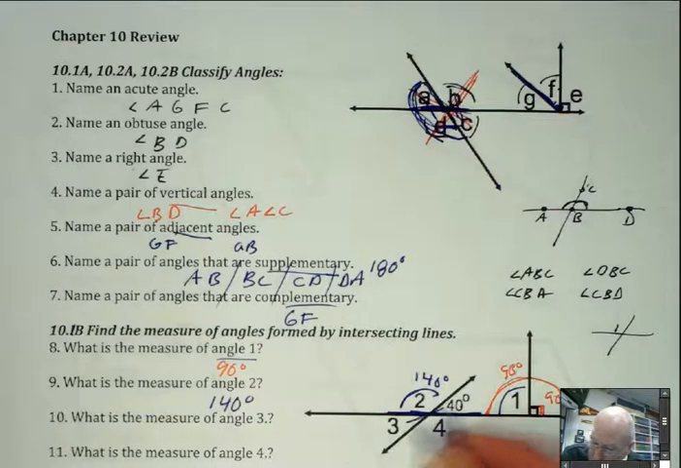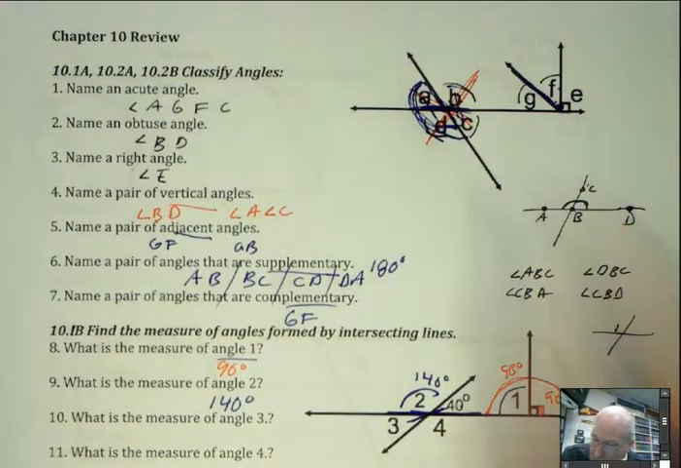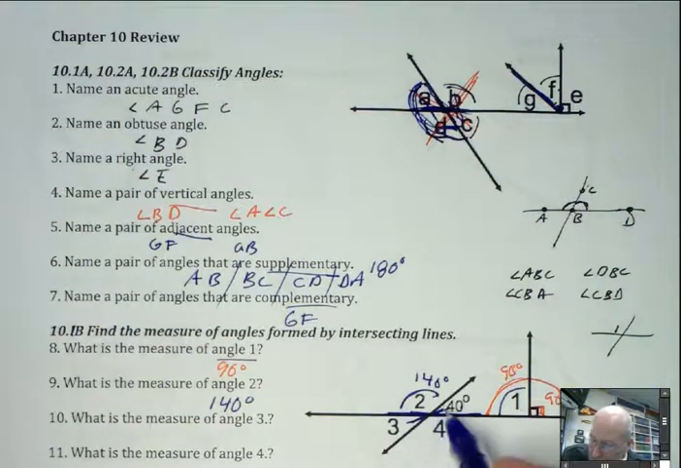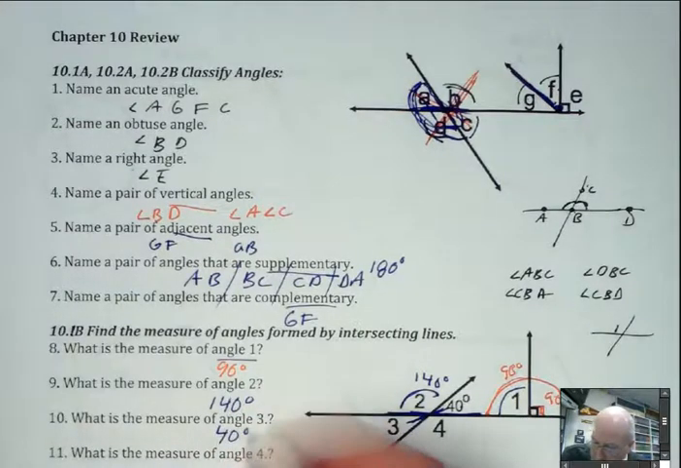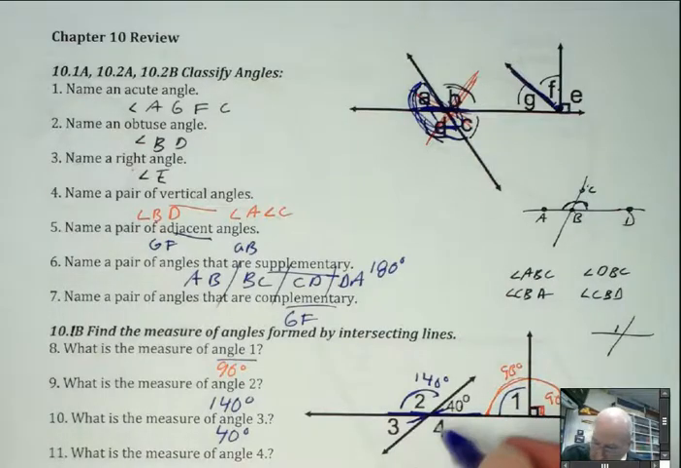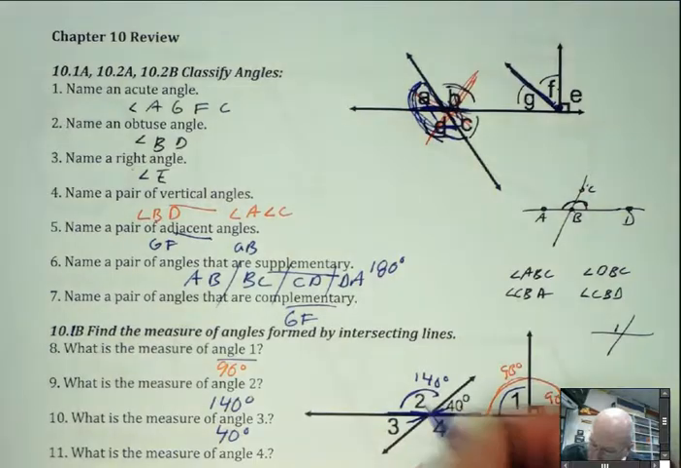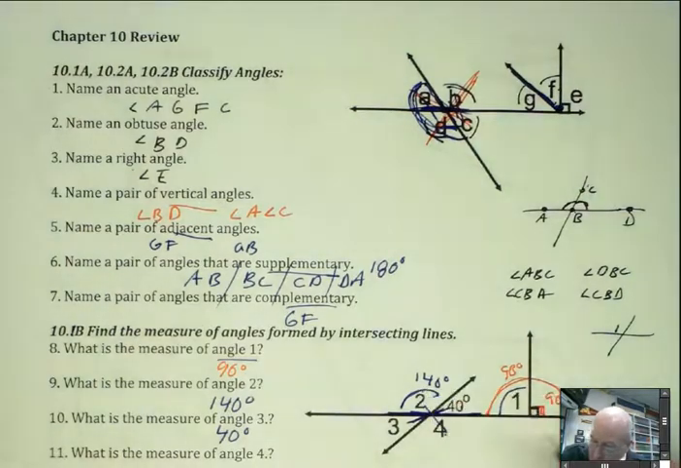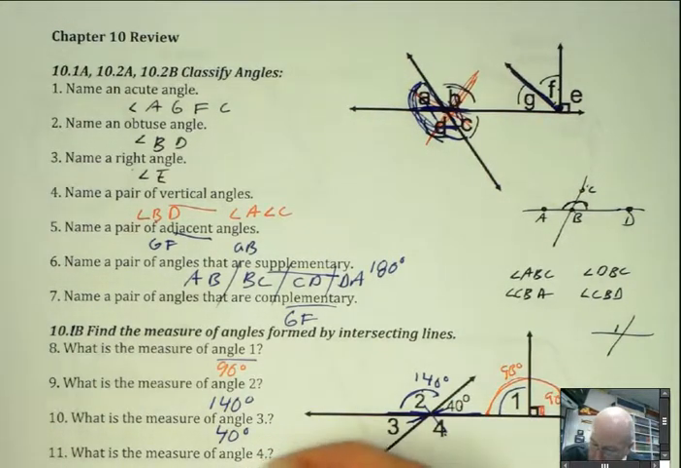Well, these here, remember from up top here, these are vertical angles. So if this is 40 degrees, this is 40 degrees. That's a simple one. Those opposite angles will be equal. And then, what is the measure of angle 4? Well, if this one is 140 here, this one also has to be 140 degrees.